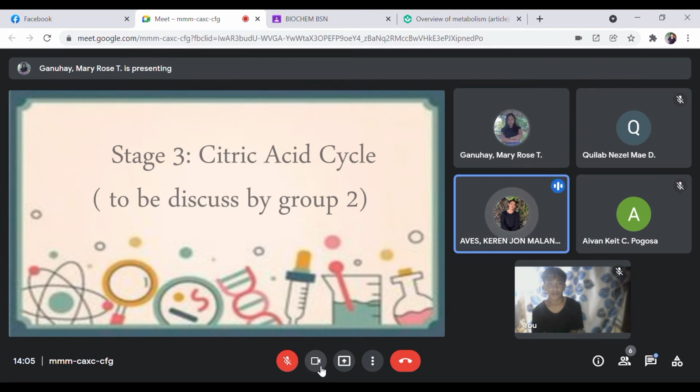Stage 3 is to be discussed by Group 2, but I will give just an outline of the topic. The citric acid cycle, or the Krebs cycle, takes place in the matrix. The cycle begins when acetyl CoA, or acetyl coenzyme A, binds with a four-carbon molecule called OAA, or oxaloacetate. This produces citric acid, which has six carbon atoms. This is why the Krebs cycle is also called the citric acid cycle.